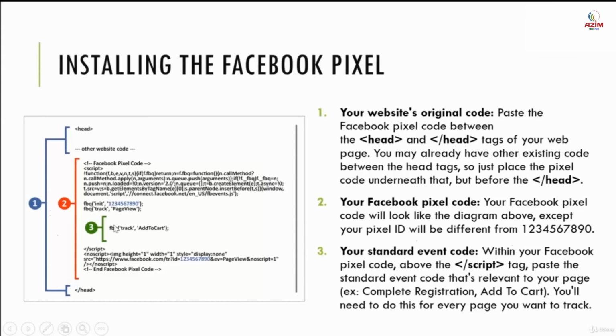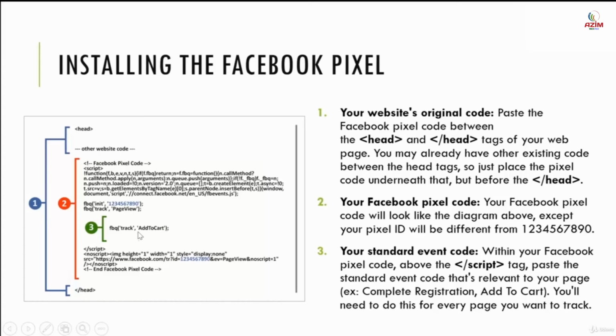And finally, number 3 is your Facebook tracking. What is the standard event code that you're tracking? So as you can see, we're tracking that page view no matter what. But what specific thing about that page view? What specific event is that page view categorized as?